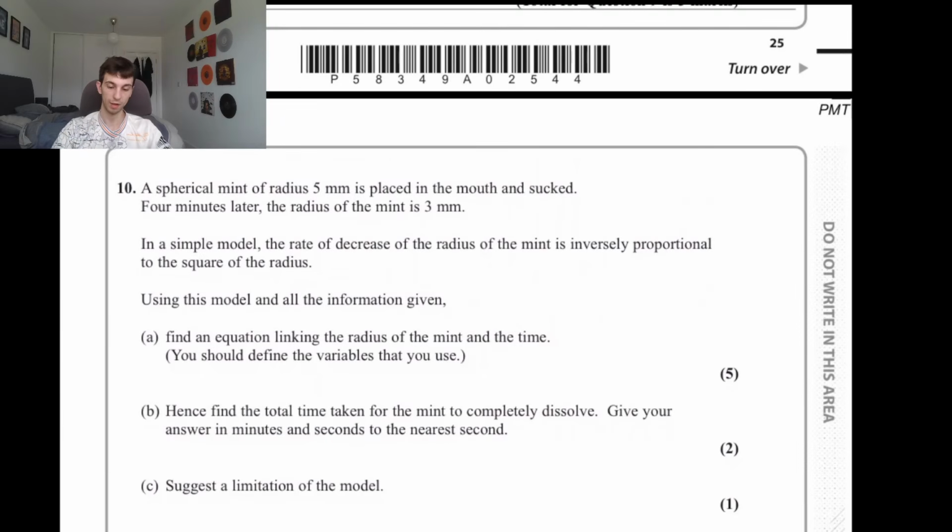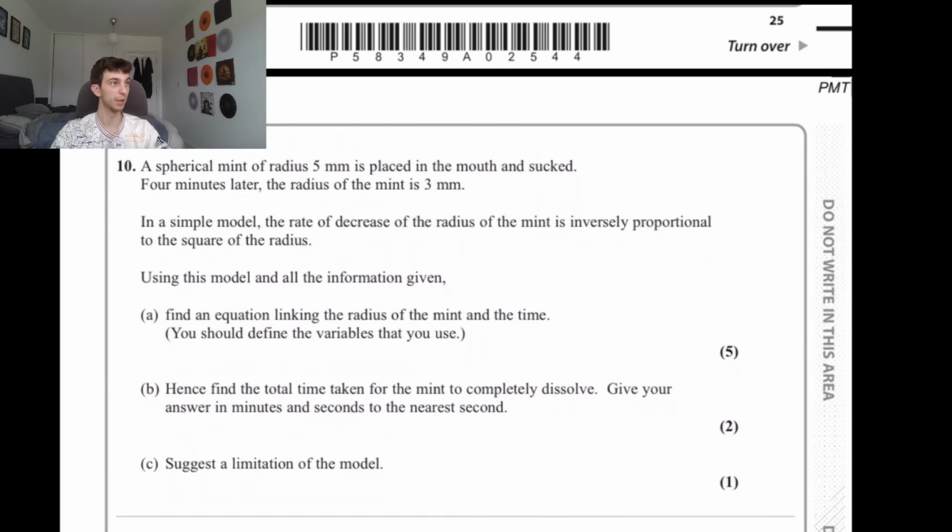Okay, so on to question 10. We have a spherical mint of radius 5 millimeters is placed in the mouth and sucked. 4 minutes later, the radius of the mint is at 3 millimeters. In a simple model, the rate of decrease of the radius of the mint is inversely proportional to the square of the radius.